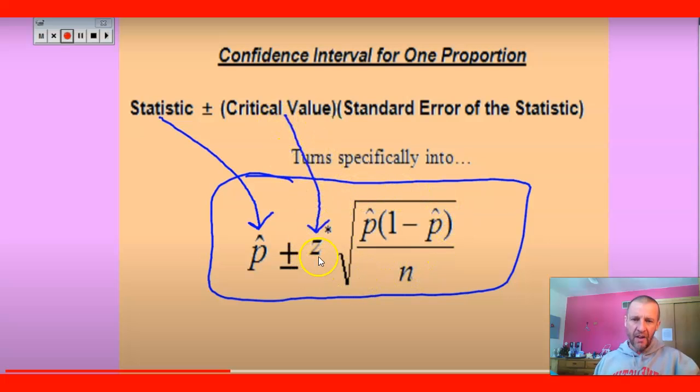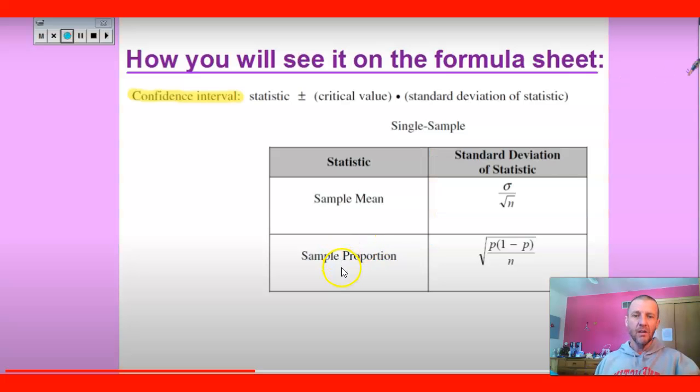These two things together are the margin of error. The critical value, most people say it z star. It's like a z-score, except I think it's cool to say it like French, z star. It makes it way more fun. And then the standard error of the statistic, the formula for the standard deviation of the sampling distribution of all the p hats, square root of p hat times 1 minus p hat over n. Again, these two things, the critical value z star and the standard error of the statistic, form the margin of error.